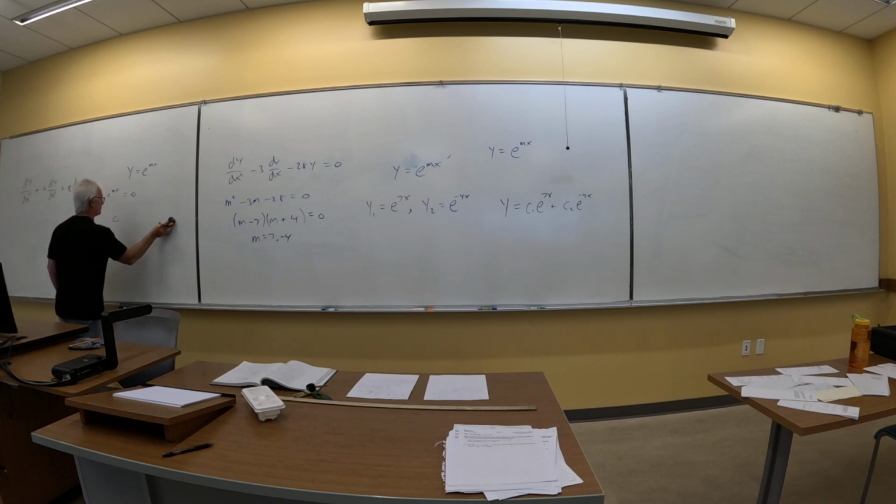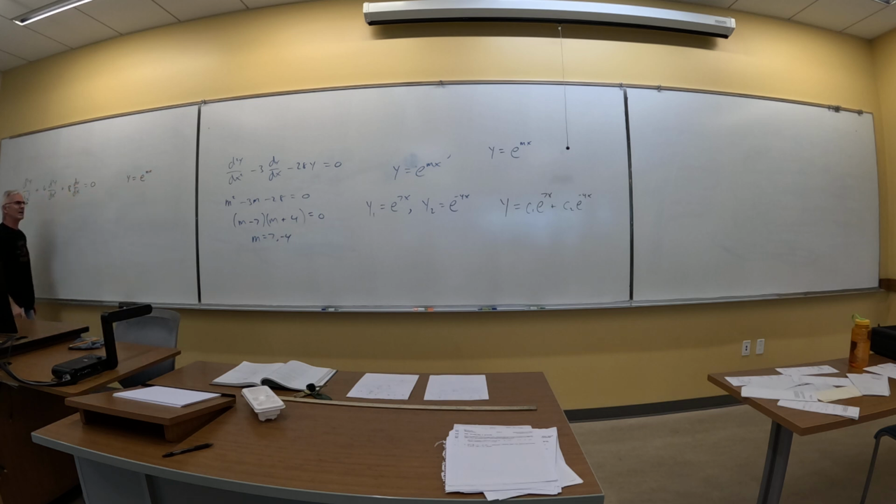Oh, this one looks beyond difficulty. Maybe. So if I start with this, then what will my auxiliary equation be? M to the third plus 6m squared, everybody okay with that? Plus 8m equals 0. Oh, I can't, or wait a minute. M equals 0.